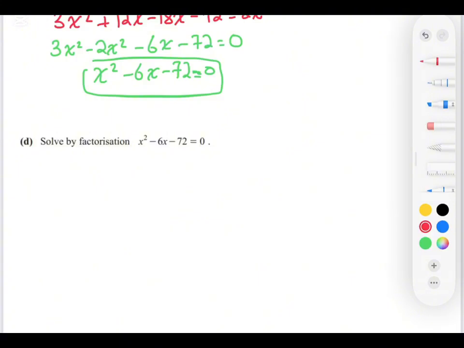So the coefficient is 1. 1 multiplied by minus 72 will be minus 72. Now I have to identify the two numbers. When I multiply those two numbers, it will give me minus 72, and when I add them, it will give me negative 6. So I have to identify those numbers. So what are these numbers?